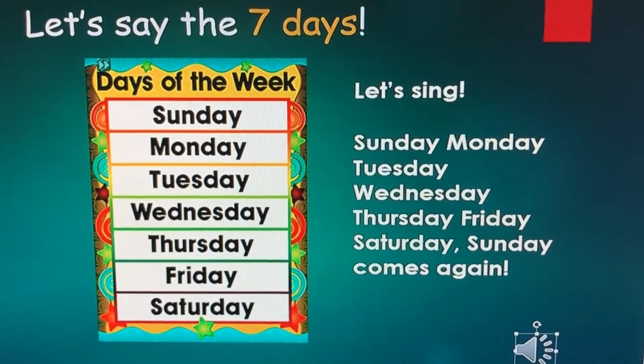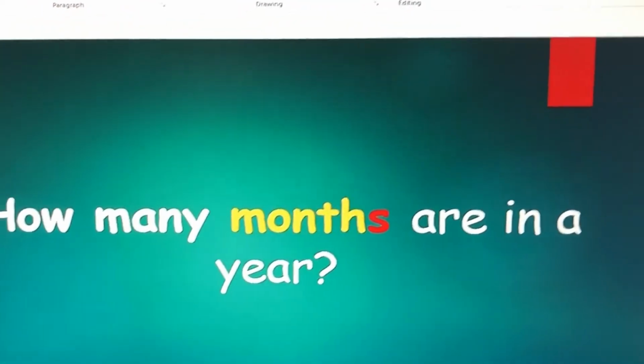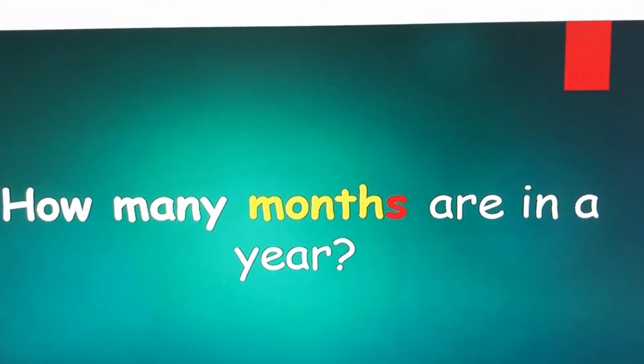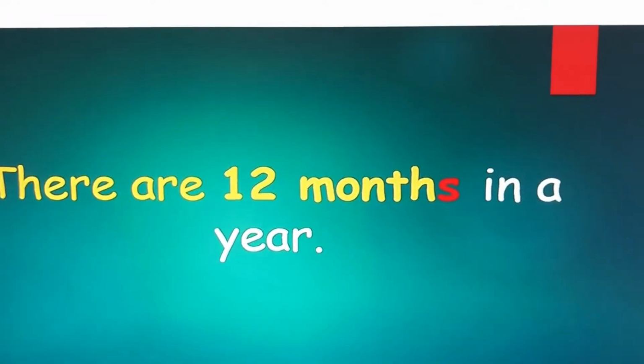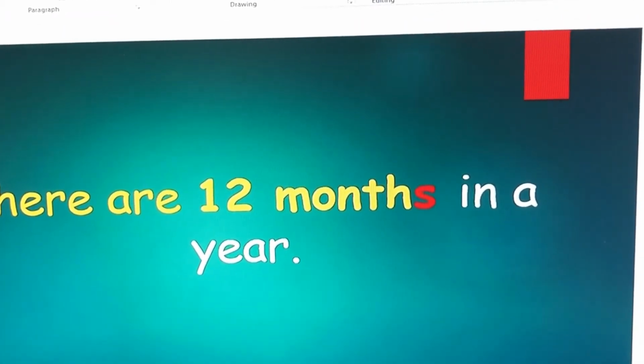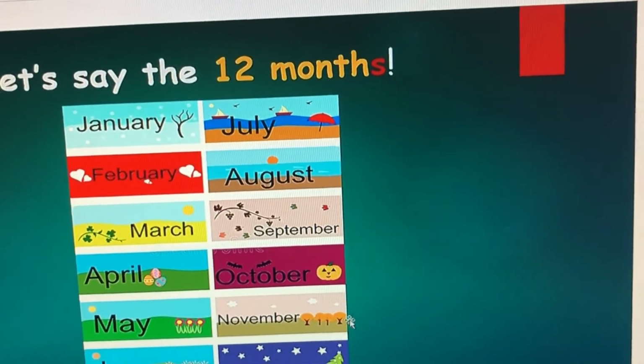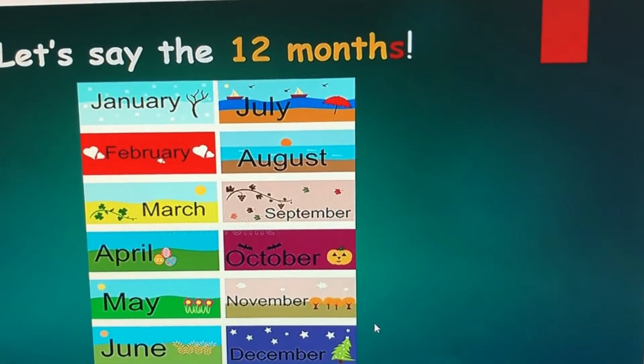That's slide 6. How many months are in a year? There are 12 months in a year. Let's say the 12 months. There's a song that I made up, but I'm not going to sing it.